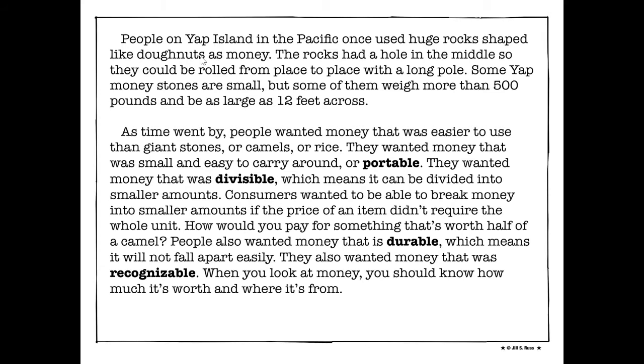People also wanted money that was durable, which means that it would not fall apart easily. You don't want it to fall apart and break. They also wanted money that was recognizable, meaning when you look at money, you should know how much it's worth and where it's from. Thinking about our coins, if we look at our coins, you can look at the face and the size and the color, and you know how much it is.